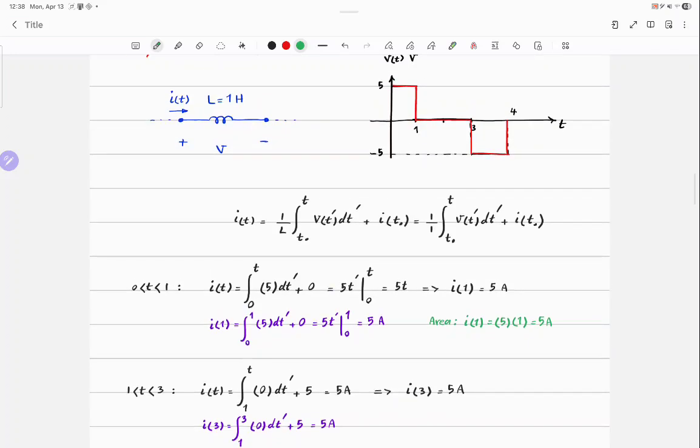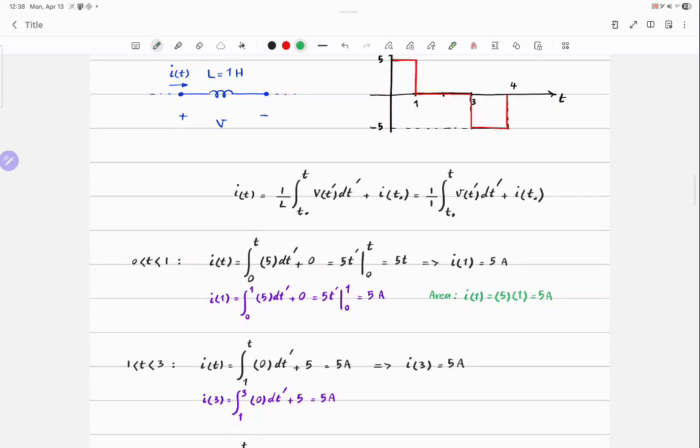If you want to calculate the part from 0 to 3, you have to include two parts. The area under the first interval, which is 5, plus the area of the second, which is 0. Again, it's going to give you the same value. So the area is 0 plus 5 amps, and it's equal to 5 amps.